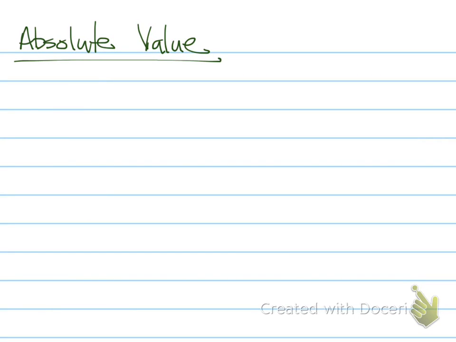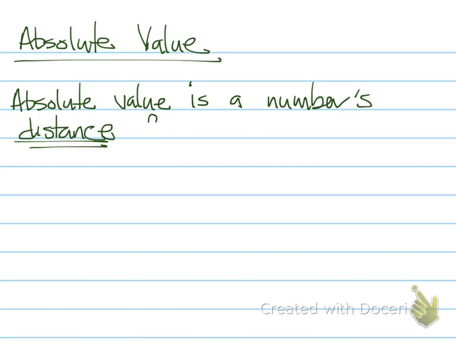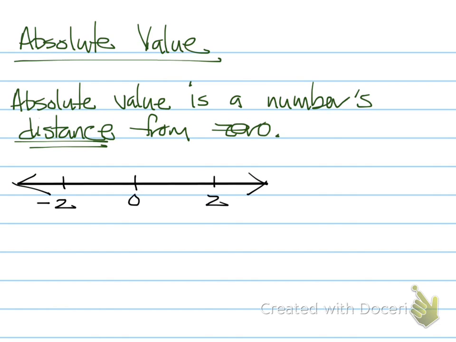All right, in this lesson we're going to be solving absolute value equations and also graphing them. It's important that you understand what absolute value is actually indicating. Absolute value is a number's distance from zero. A lot of times students just think absolute value is just the positive of whatever is inside the absolute value bars.